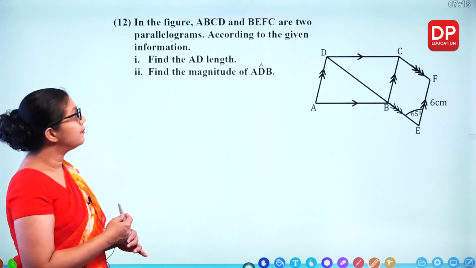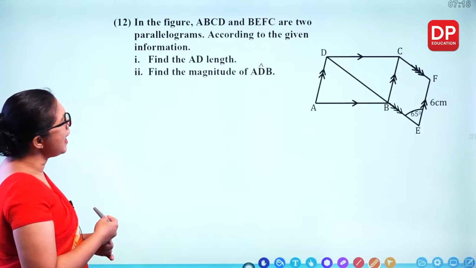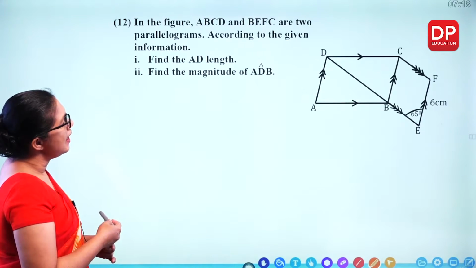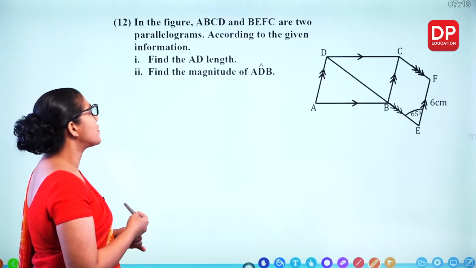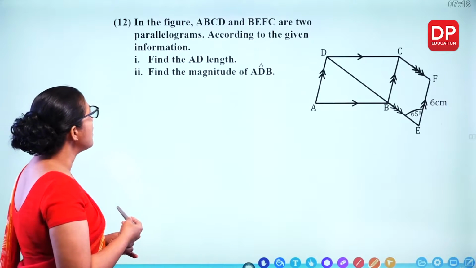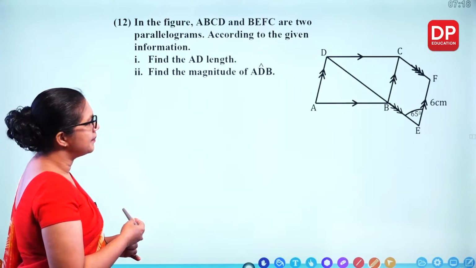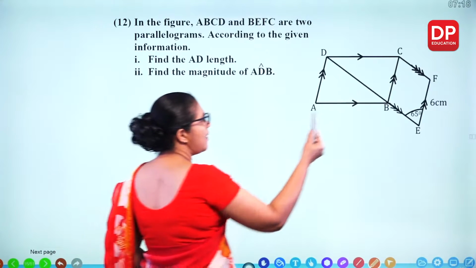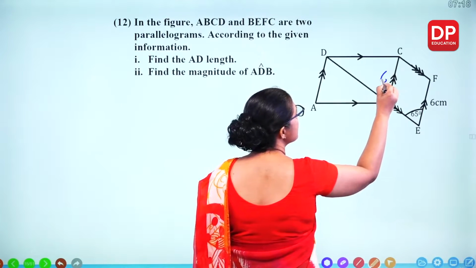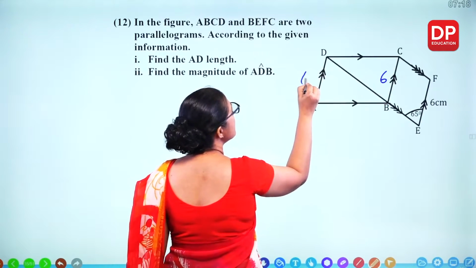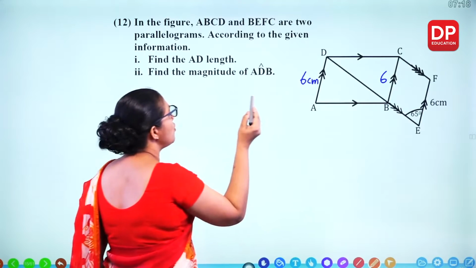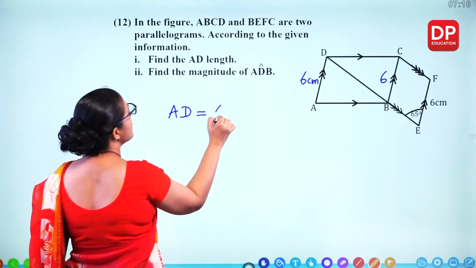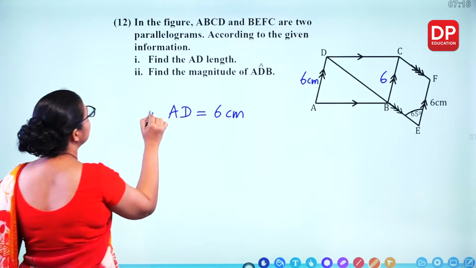Question number 12. In the figure ABCD and BEFC are two parallelograms. According to the given information, find the AD length. We know in a parallelogram opposite sides are equal. If this is 6, this is 6 centimeters. So you can straight away write down AD is 6 centimeters.